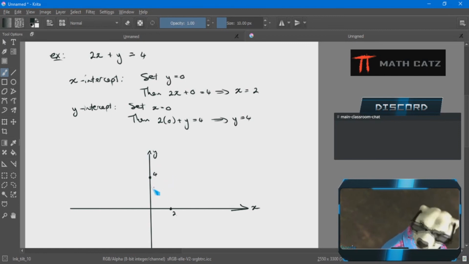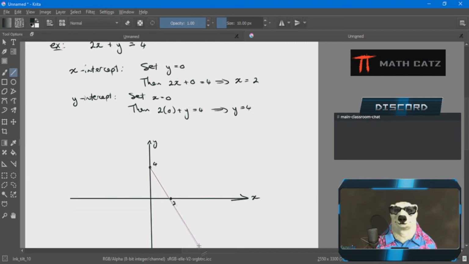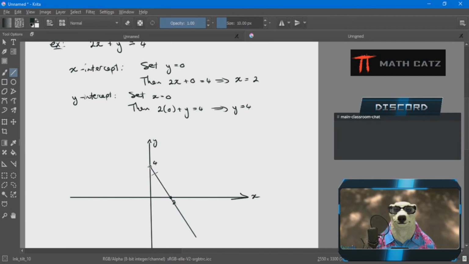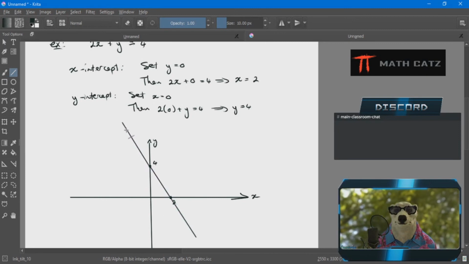Now, with my straight line tool, I'm going to do it in 2 pieces so that it actually looks straight. Otherwise, my guessing is going to be a disaster. Like so. And there we go. There's our straight line corresponding to the linear equation.